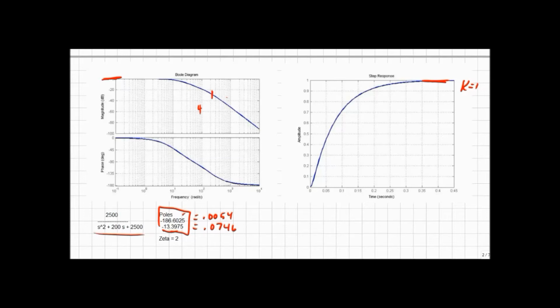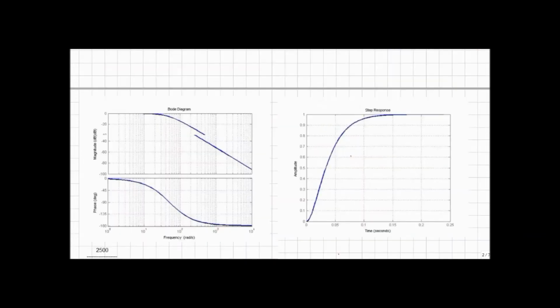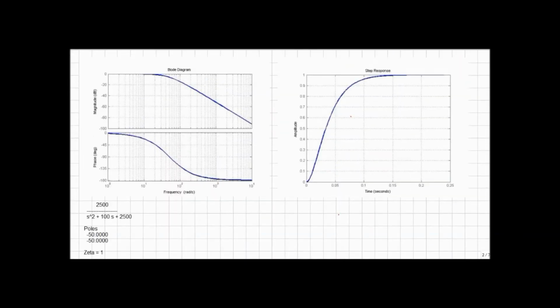So it would be like 2500 over S minus 13.4, or S plus, I'm sorry, S plus 186.6. So I could treat it just like that as two first order poles. So here I've got two poles. They sit right on top of each other.